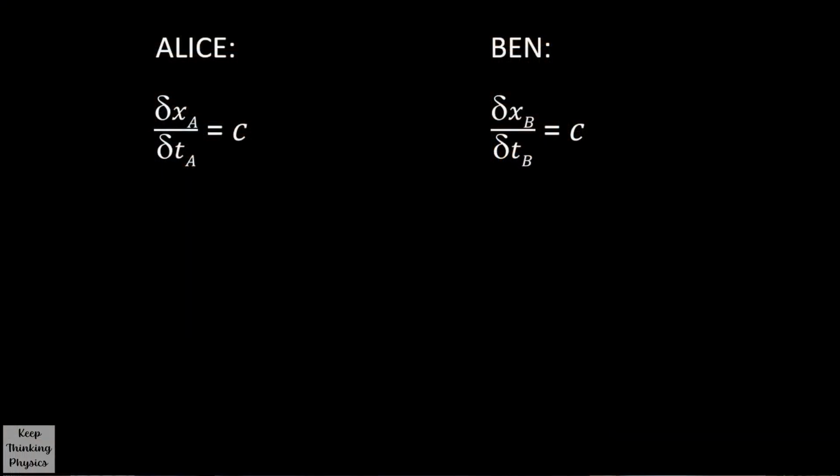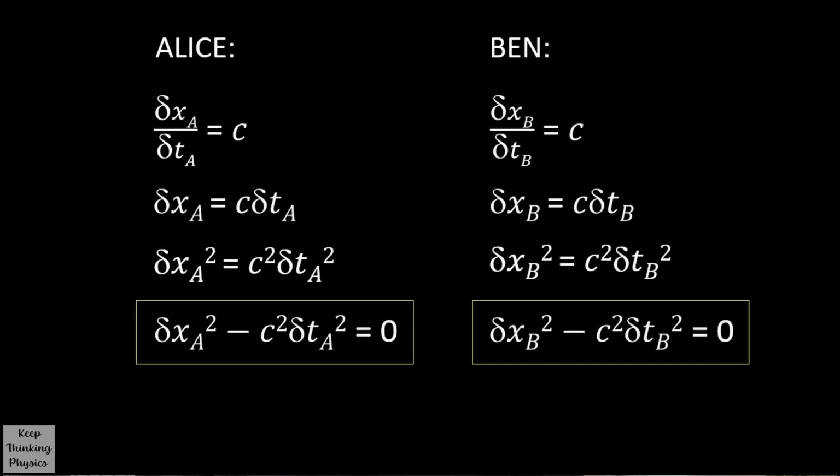As we've seen, a moving Alice and static Ben will only agree on the speed of light. So what happens when each one measures the speed of light in their own frames of reference? Alice will say that distance moved xa divided by time ta will equal the speed of light, and Ben will say the distance moved xb divided by the time tb equals the speed of light. We can then rearrange these equations and we get the relationship shown.